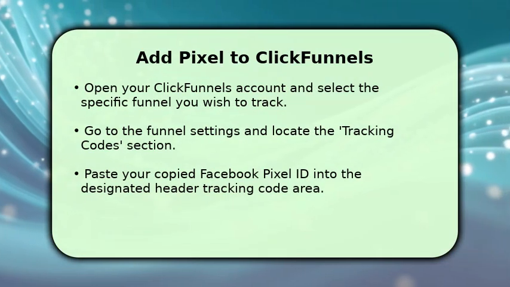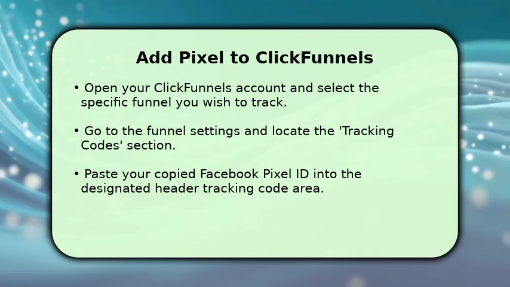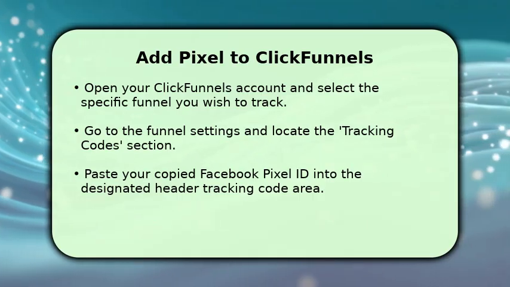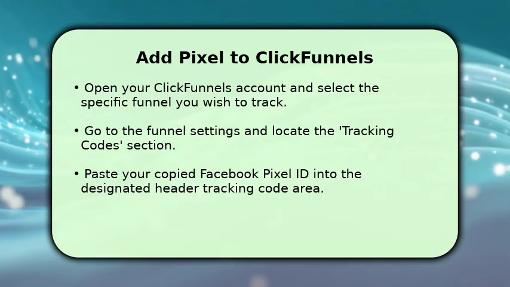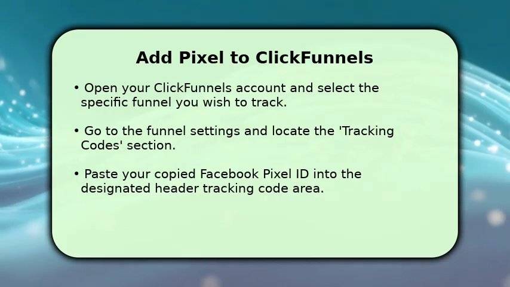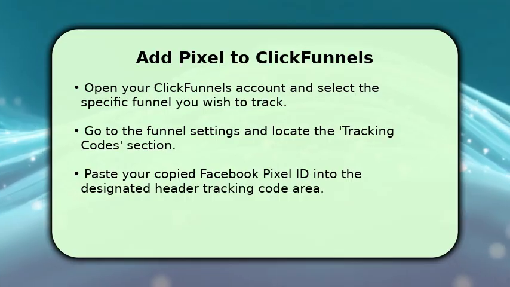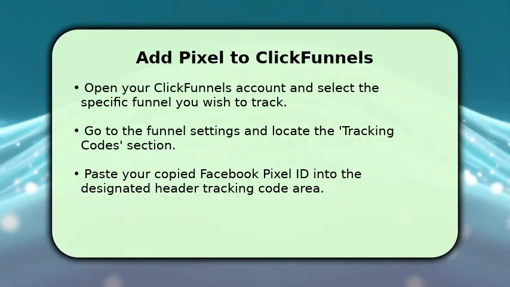Now, let's add that Pixel ID to your ClickFunnels account. Log in to ClickFunnels and navigate to the specific funnel where you want to implement tracking. Once inside your funnel, click on the Settings tab. Look for the Tracking Codes section. Here, you will paste your 15-digit Facebook Pixel ID into the header tracking code box. Remember to save your changes immediately to ensure the pixel is correctly embedded across all pages in your funnel.